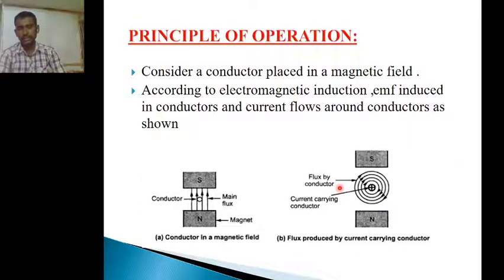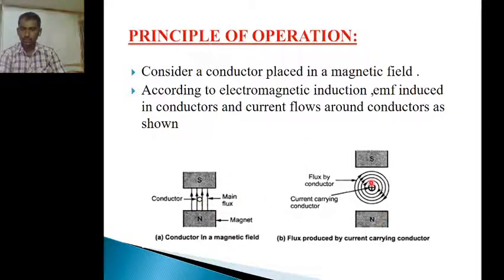In this slide we have one conductor. For this conductor we don't give any power supply, so it is just a simple conductor. That conductor is placed between the north pole and south pole of a magnet. Then there is no reaction. So if you give some current to that conductor, what happens?